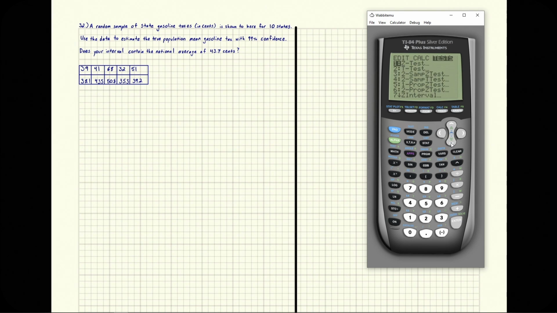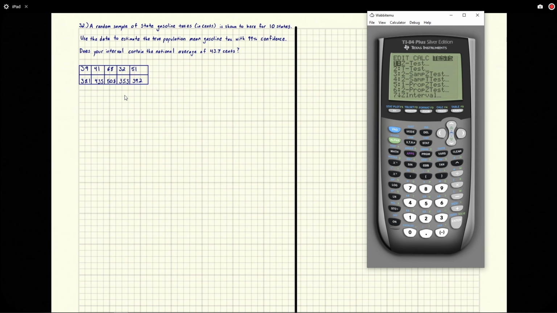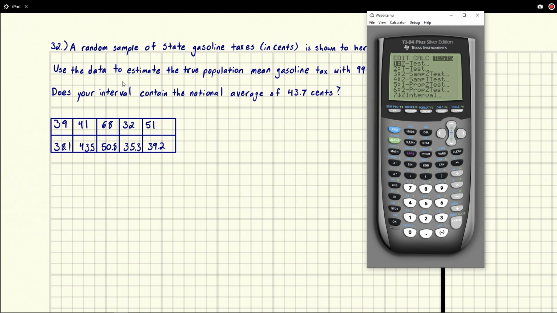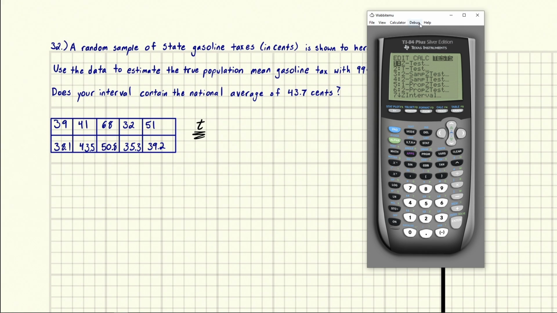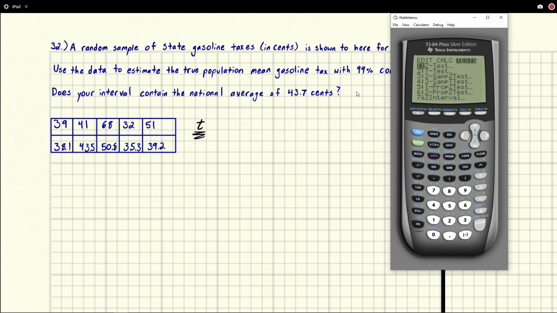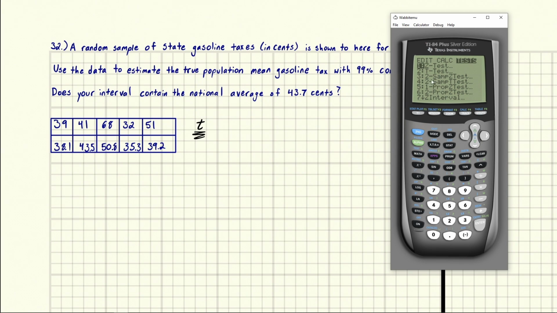All right, so what we need to do now is we're going to go to STAT, over to TESTS, and we need to decide what are we using here. So we've got some data, but we weren't given a standard deviation, much less a population standard deviation. So that means we're going to have to compute a sample standard deviation, which indicates that we will be using a t-interval test. So we already know it's going to be a t-interval because we are going to have a sample standard deviation.